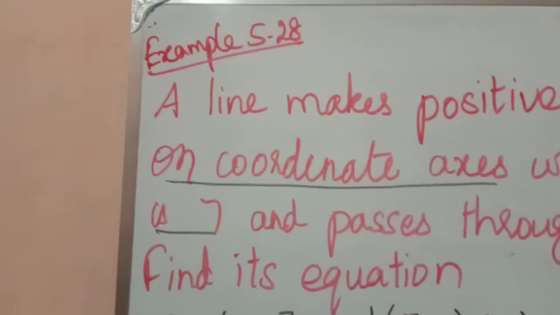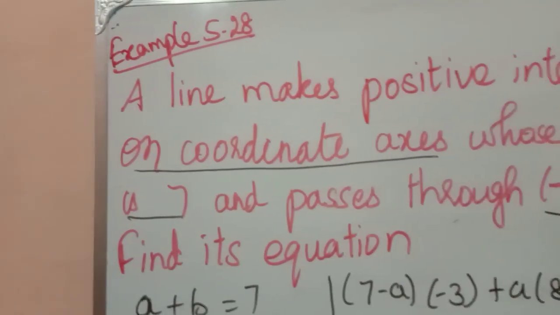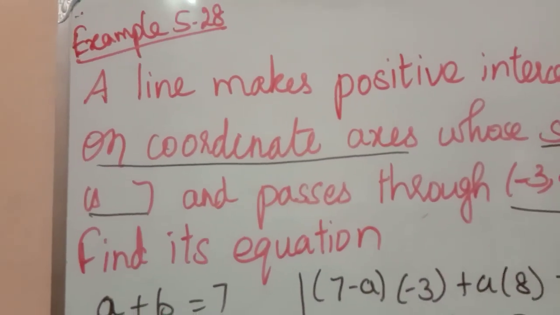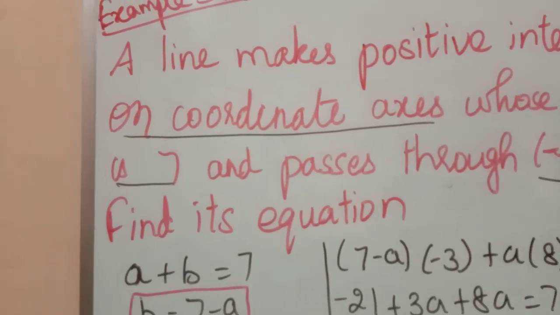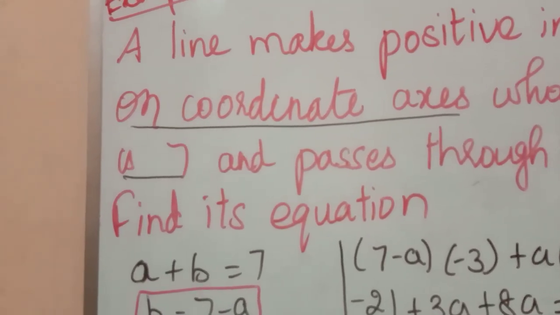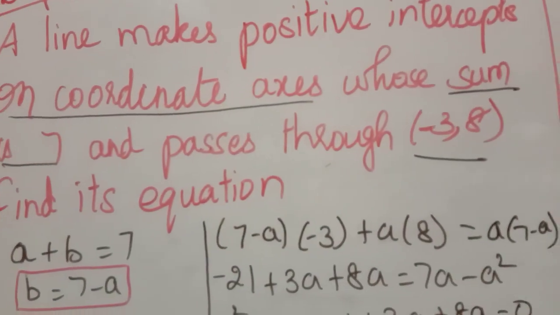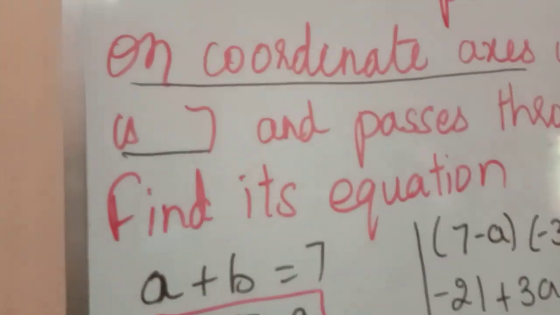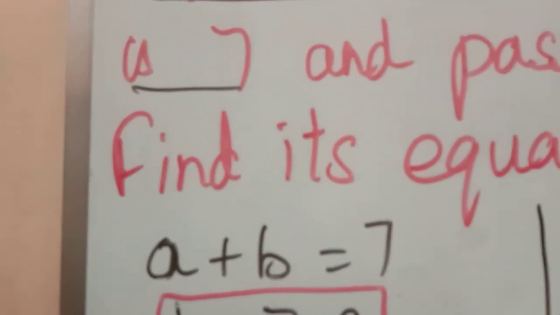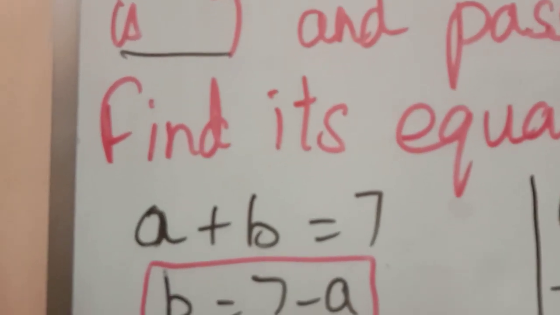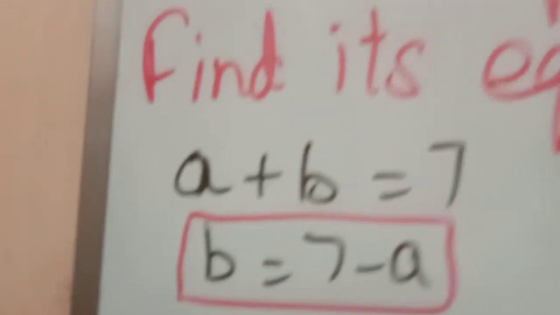Next, example 5.28, the same procedure which we did in the previous two sums. A line makes positive intercepts on the coordinate axis. We have to consider only positive intercepts, whose sum is 7. That means the sum of the intercepts on the coordinate axis is 7, that is a plus b equal to 7. That is the condition. Passing through minus 3 comma 8. So first get the condition a plus b equal to 7. What is the first step? Find the value of a in terms of b, or the value of b in terms of a. So we get the condition from the given question, a plus b equal to 7.